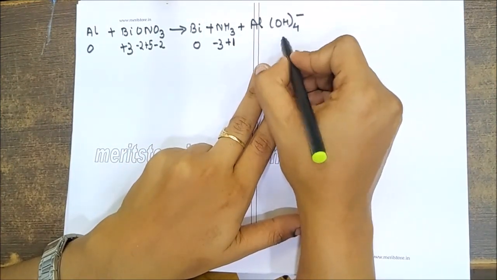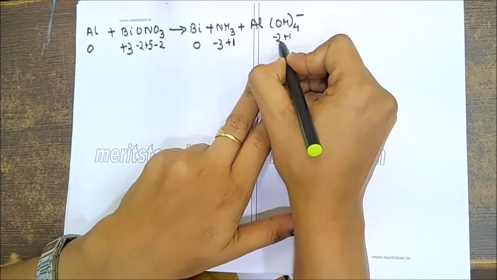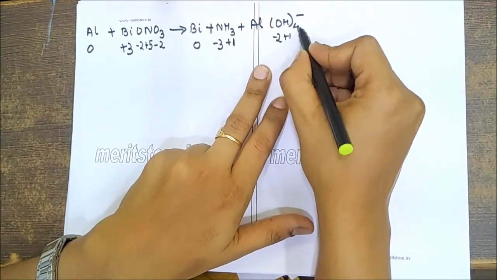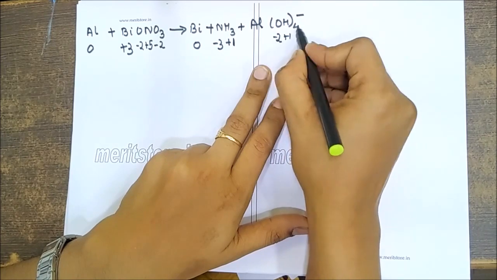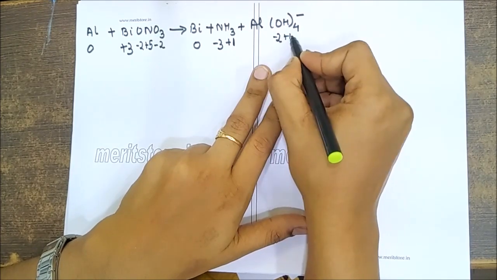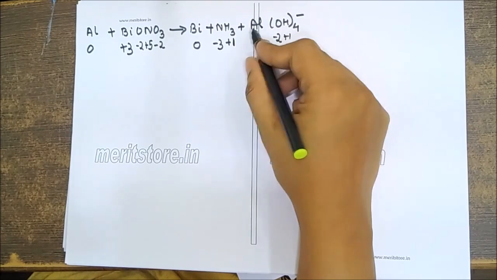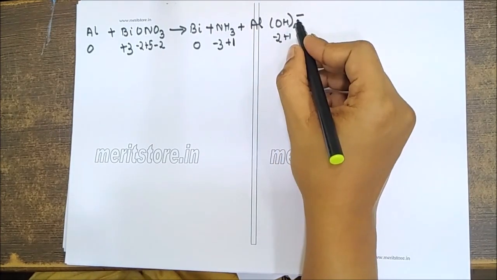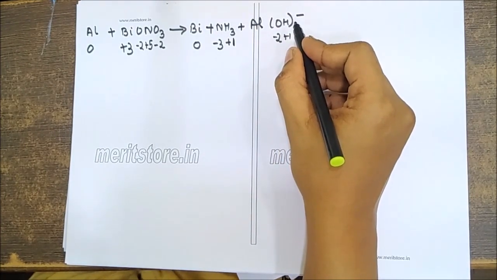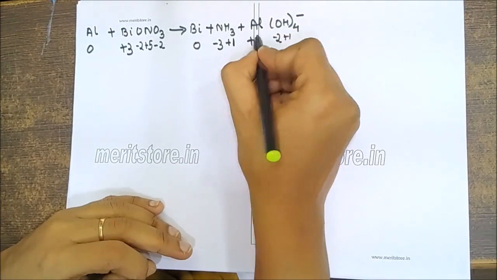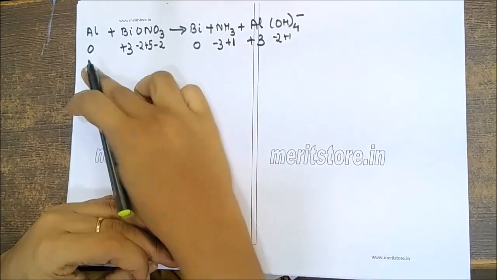And hydrogen here plus 1. Oxygen here minus 2. So, plus 1 into 4 is plus 4. And minus 2 into 4 is minus 8. Minus 8 plus 4 is giving me minus 4. But 1 negative is remaining on this ionic species. That means out of 4 negative charges, 1 has to remain. So, that means here there is plus 3.